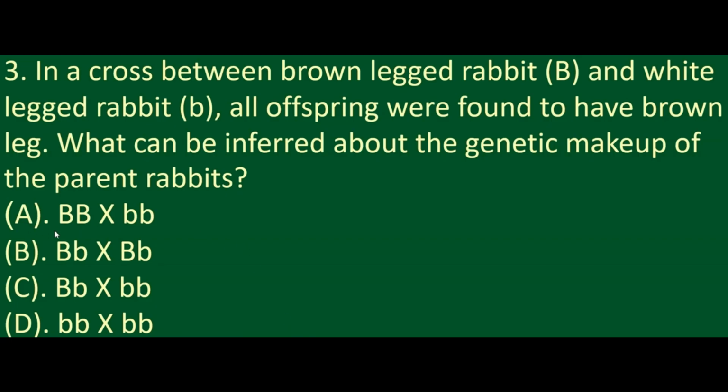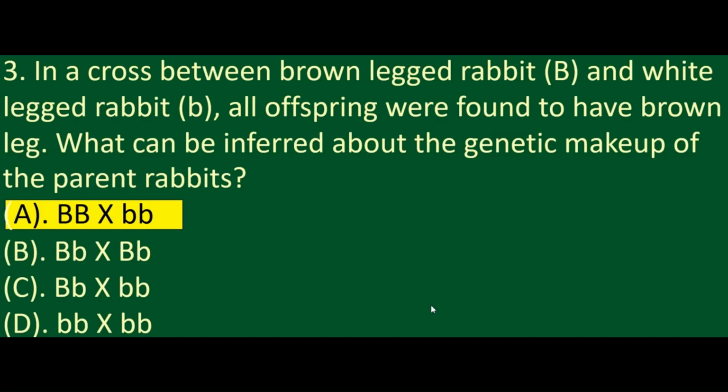First option, option A, capital B crosses with small b. Option B, capital B small b crosses with capital B small b. Option C, capital B small b crosses with small b. And the last option D is small b crossing with small b. And the answer is the first one, option A, capital B crosses with small b.